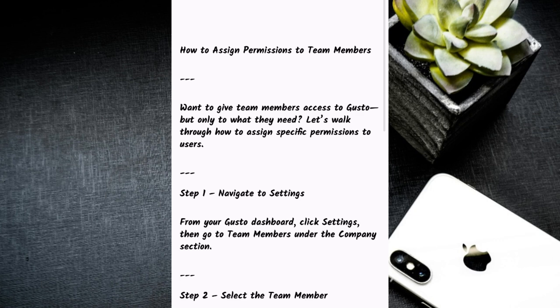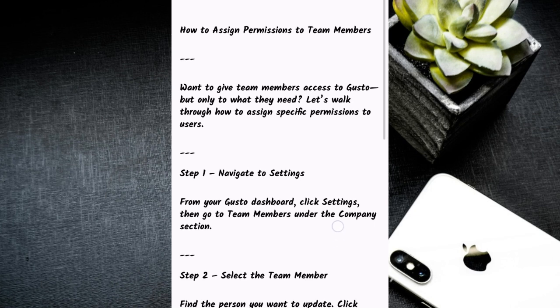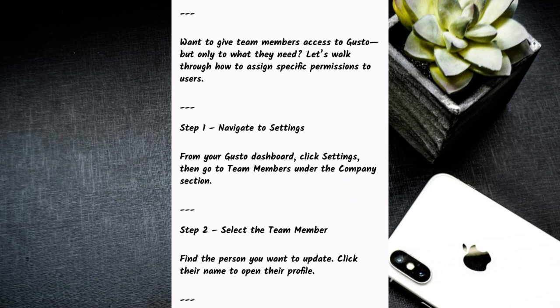Step 1, navigate to settings. From your Gusto dashboard, click settings and then go to team members under the company section. Step 2, select the team member. Find the person that you want to update and click their name to open up their profile.